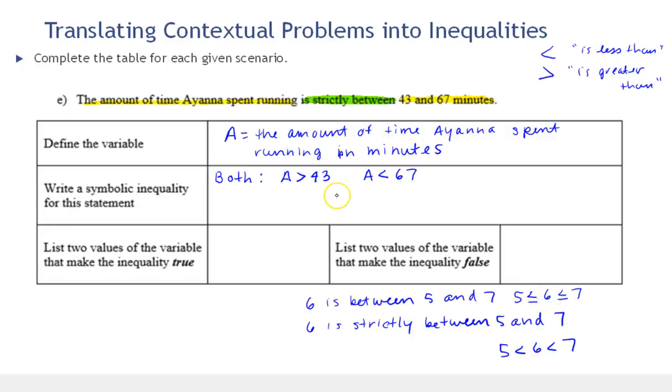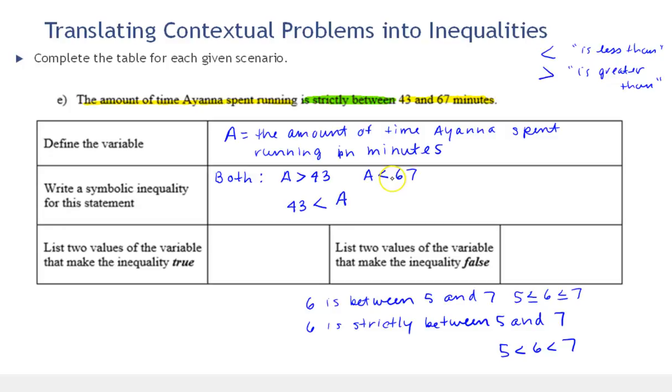So we're going to actually put the A right in between. Okay. Notice that here I wrote A is greater than 43. Okay. 43 is less than 67 though. So I want to put 43 on the left, and instead of writing A is greater than 43, I'm going to write 43 is less than A.